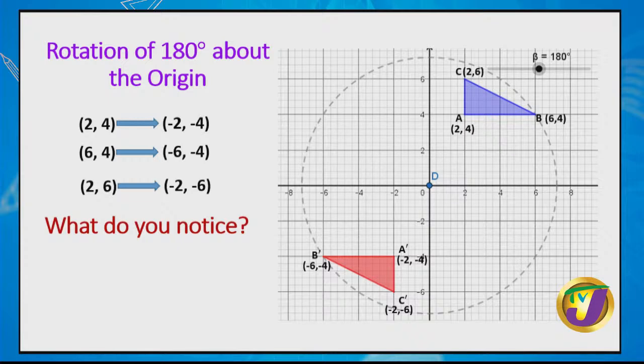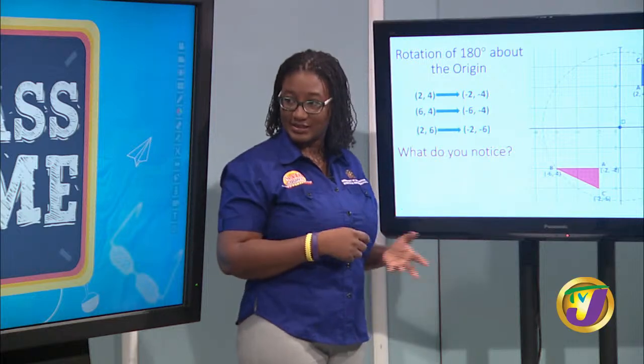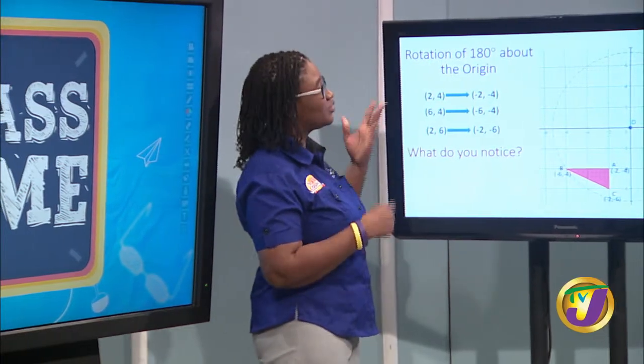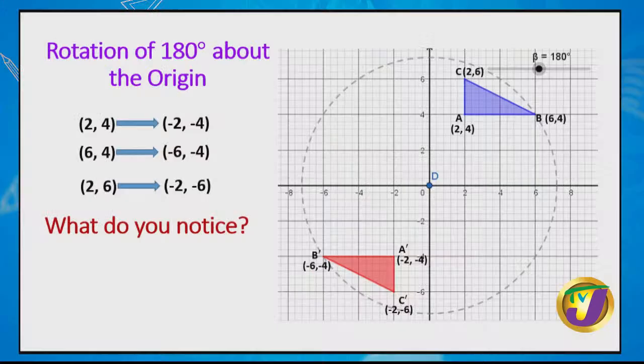So the coordinates of the points for the image are the negative of those of the pre-image. I also want to say that the sign of the angle tells the direction of the rotation. We mentioned earlier that a positive angle indicates an anti-clockwise rotation. Now, let's talk about what we noticed.